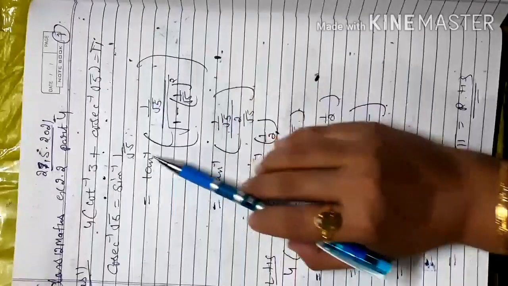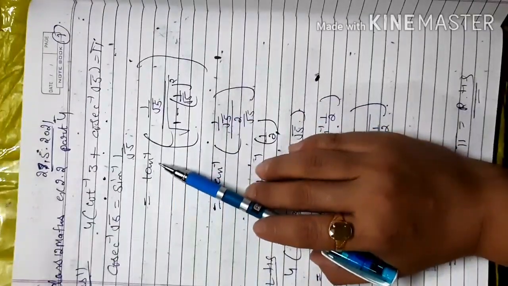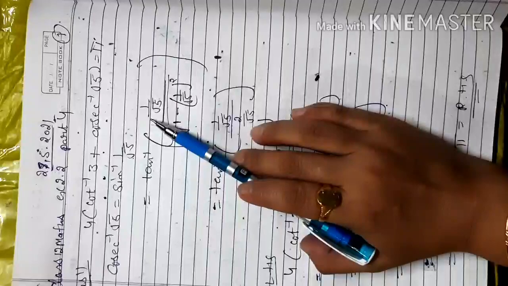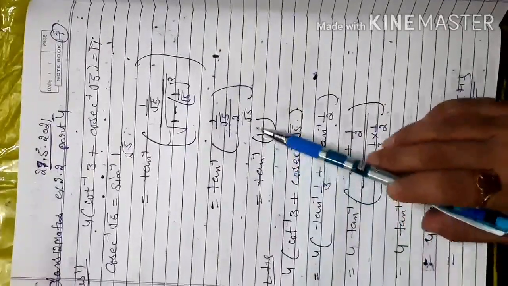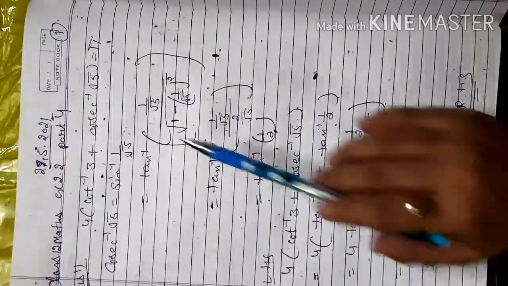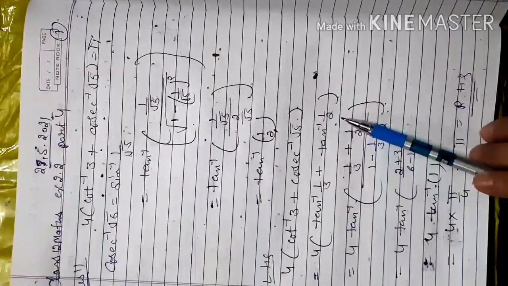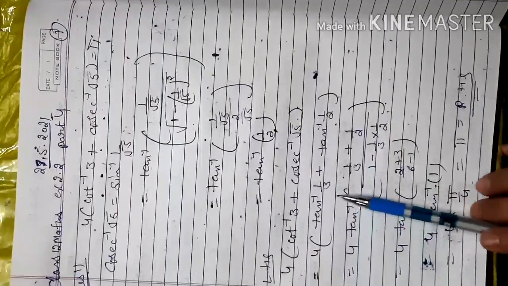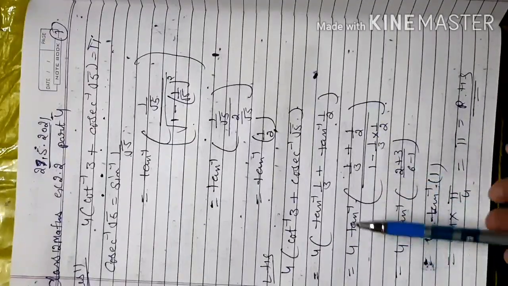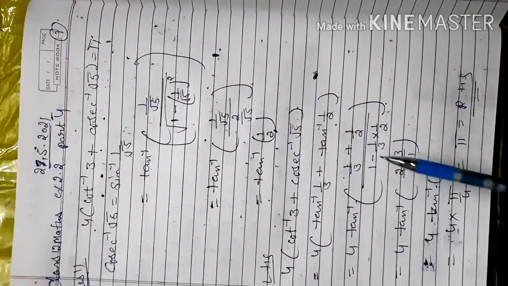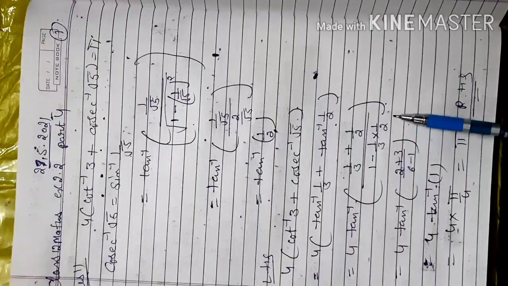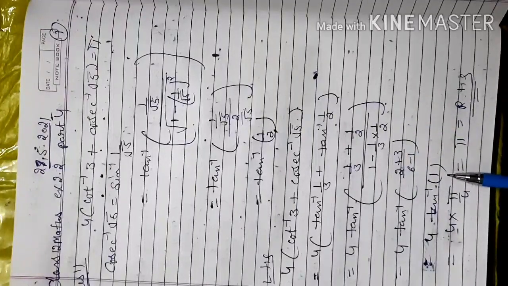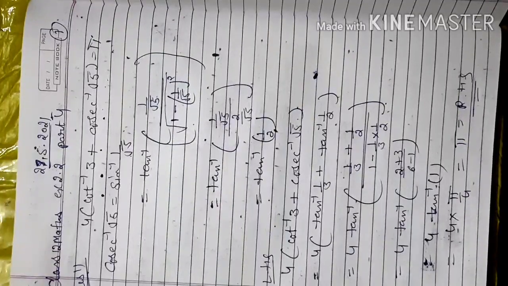Cosecant inverse changes to sine inverse. Now sine inverse is equivalent to tan inverse of x upon square root of 1 minus x square, with x as 1 by root 5. So after solving I get tan inverse 1 by 2. Now I replace cosecant inverse root 5 with tan inverse 1 by 2, and cot inverse 3 is tan inverse 1 by 3. Now I apply the tan inverse x plus tan inverse y formula: (1 by 3 plus 1 by 2) upon (1 minus 1 by 3 into 1 by 2). After calculation I get tan inverse 1. Tan inverse 1 is exactly equal to pi by 4, and 4 into pi by 4 gives me pi.